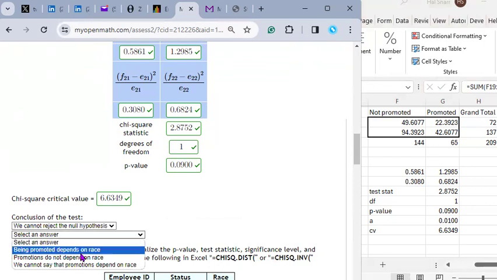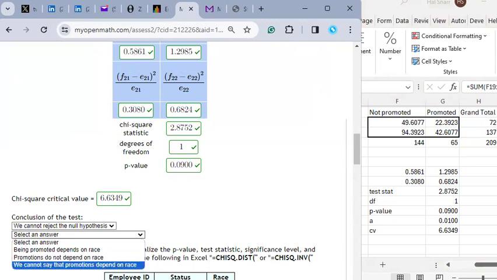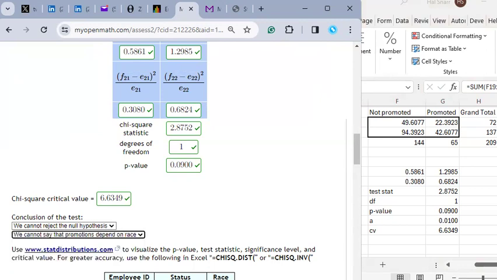Which means we're not concluding being promoted depends on race. We're not saying promotions do not depend on race. What we can say is, quote, we cannot say that promotions depend on race. Again, we can't accept the null. We can fail to reject the null.